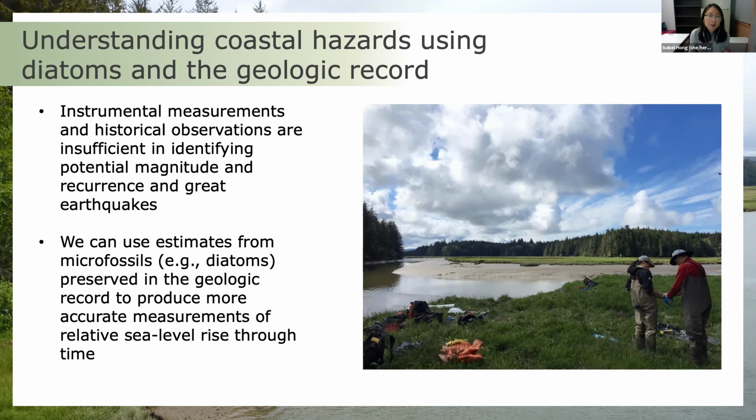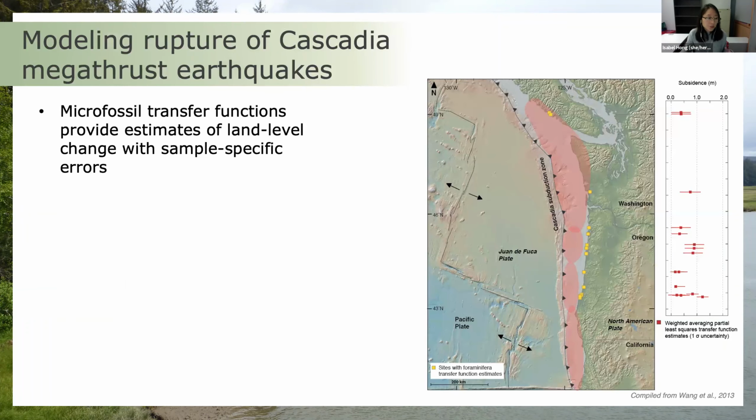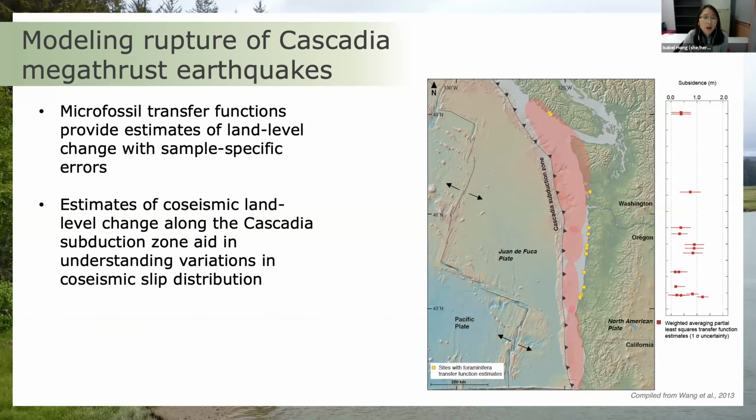But what's great is that we can use estimates from microfossils, for example diatoms, preserved in the geologic record to produce more accurate measurements of relative sea level rise through time. And this has wider implications beyond just measuring sea level at a single point. By having these estimates of land level change, using a transfer function allows us to produce sample-specific errors as well. What that allows geophysicists to do is to take those estimates to model and understand the likely variations that we're seeing in coseismic slip distribution.